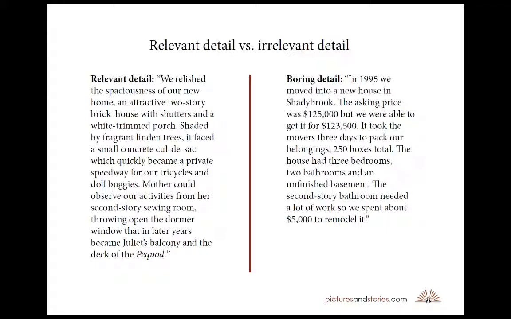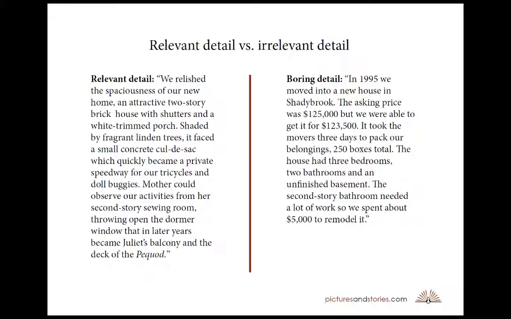The first one is a good example of relevant detail. It tells detail about this person's childhood home, and you really get a picture of what the house looked like and what it meant to its occupants. We relished the spaciousness of our new home, an attractive two-story brick house with shutters and a white-trimmed porch. Shaded by fragrant linden trees, it faced a small concrete cul-de-sac, which quickly became a private speedway for our tricycles and doll buggies.